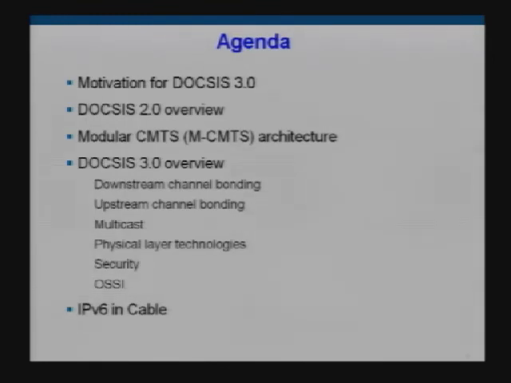As I mentioned, in addition to channel bonding, IPv6 for cable support is one of the major enhancements in DOCSIS 3.0 compared to prior versions of DOCSIS. So obviously we will touch upon the relevance of IPv6 in cable access networks as well as certain operational aspects and how to implement that.